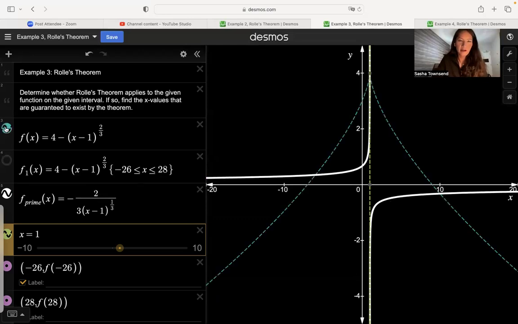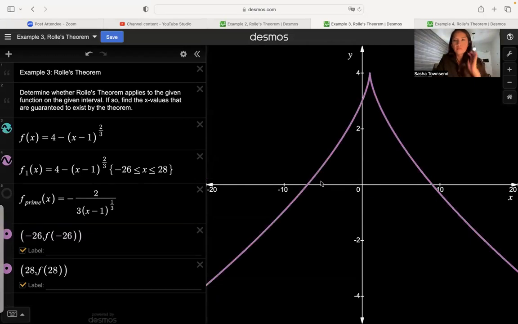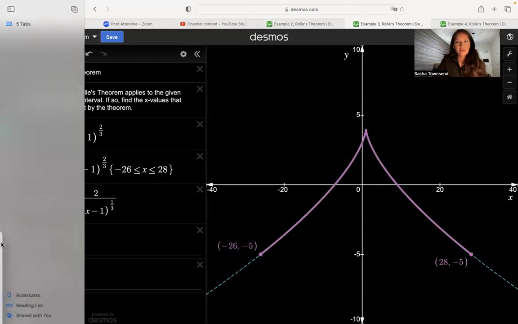So when we look at the original graph, again, just that part of it that we're interested in, we can see that the slopes are positive to the left of 1 and negative to the right of 1. So the theorem does not apply. But the function is continuous.